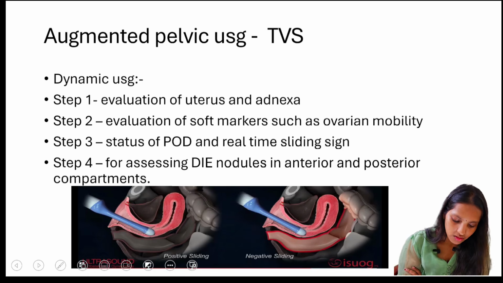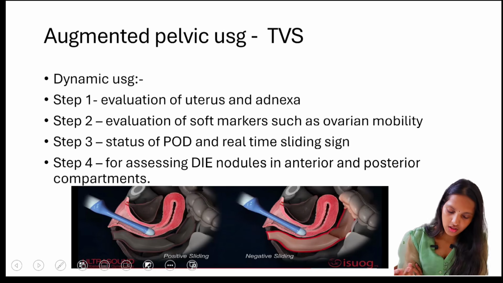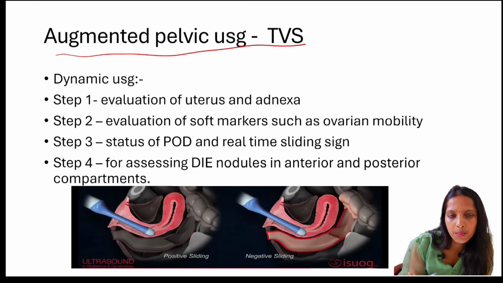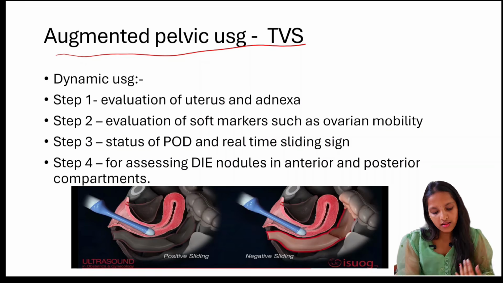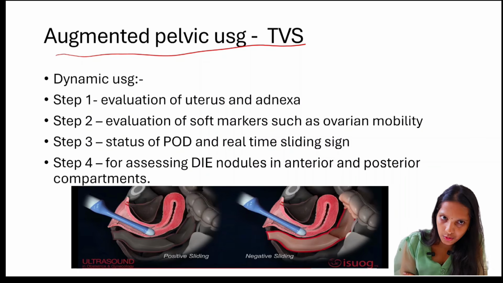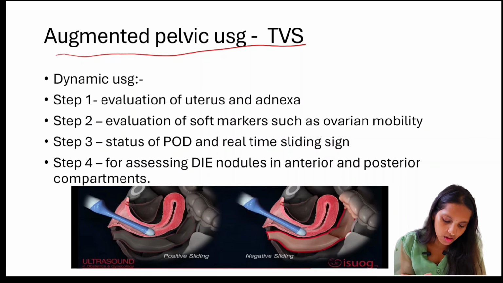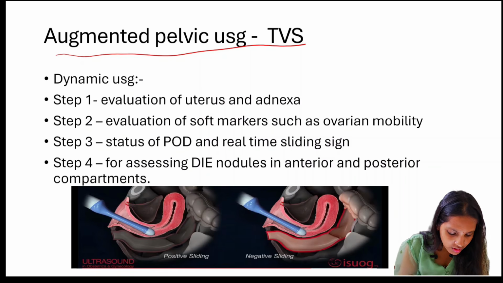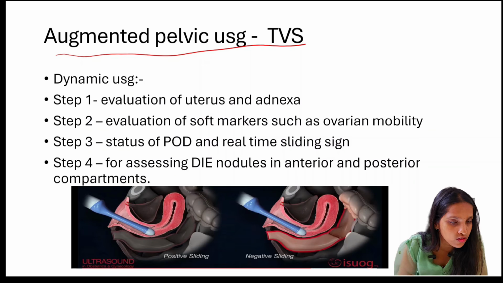These are the images, and that's how we diagnose endometriosis. Whereas there is one classic thing that we do in every case of endometriosis, the classic augmented pelvic ultrasound. This is usually the routine pelvic or TVS examination that we do, with one or two of the most important sites evaluated best. This involves 4 steps. Step 1 is the evaluation of the uterus and the underlying adnexa.